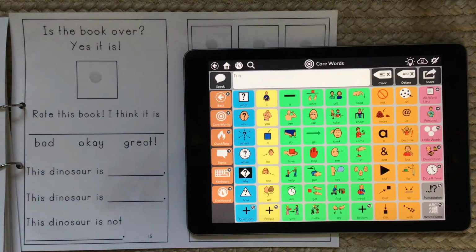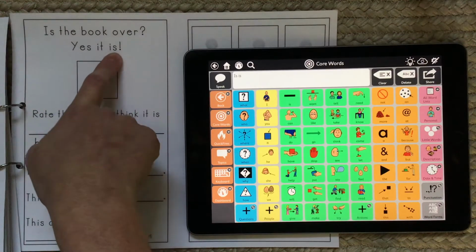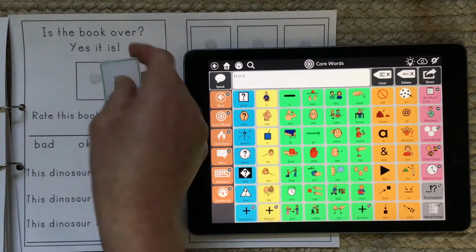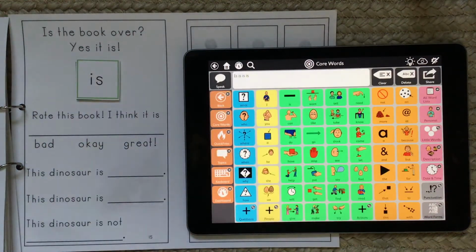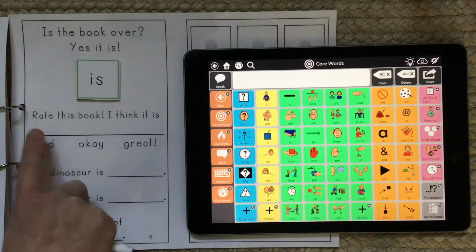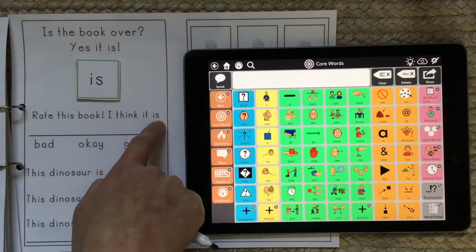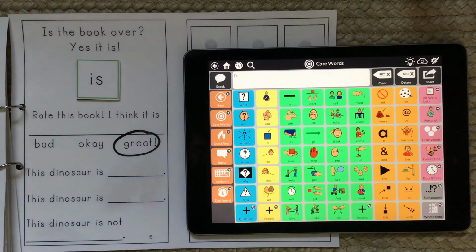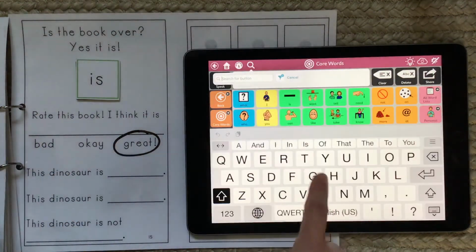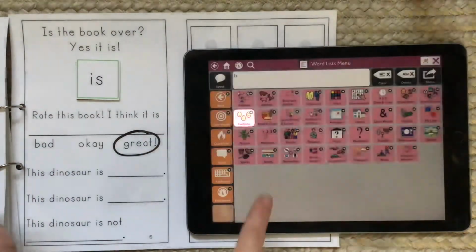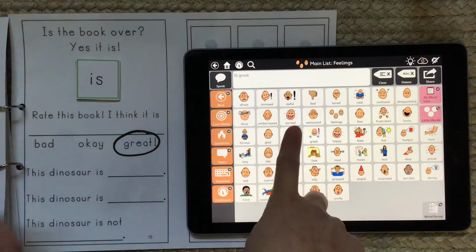Is the book over? Yes, it is. It is all done. Oh, and remember how I said I thought I was going to like it? I did. I liked this story. So if I'm going to rate it, I would say I think it is great. I'm going to look that word up. Great. I thought it was great. Very, very great. Good.